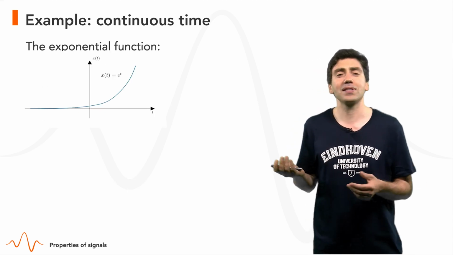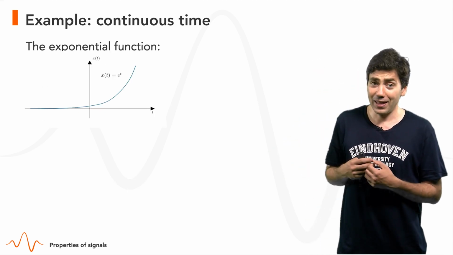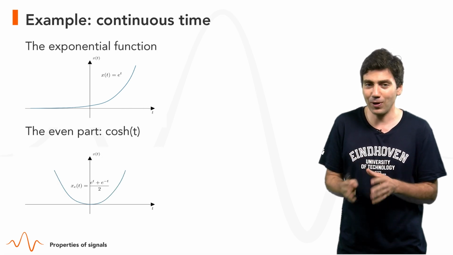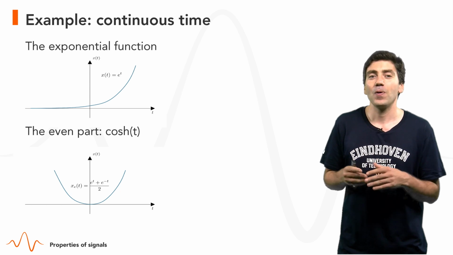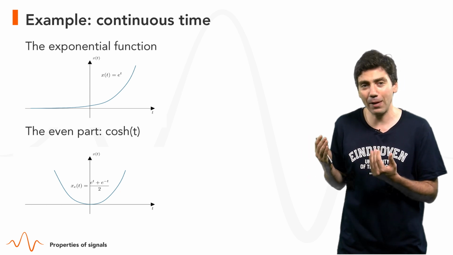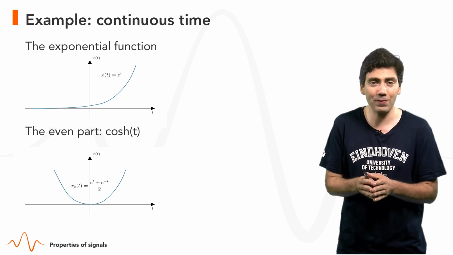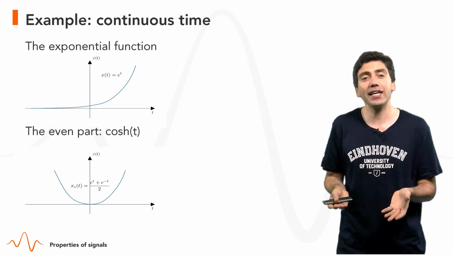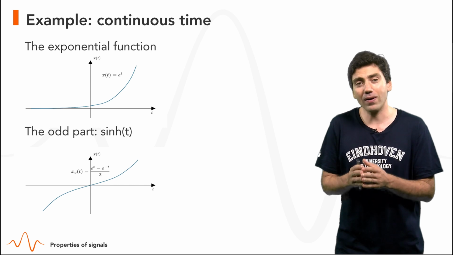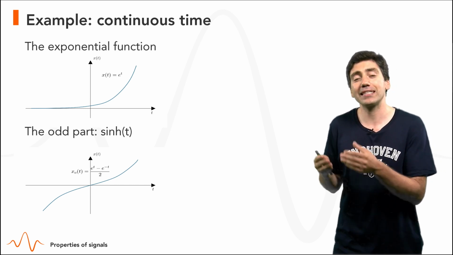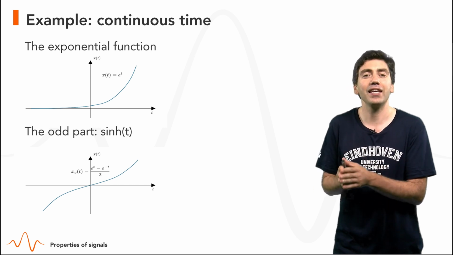Here are a few examples. If we take the even part of the exponential e to the power of t, we get the hyperbolic cosine, which is an even function. If we take the odd part of e to the power of t, we get the hyperbolic sine, which is an odd function.